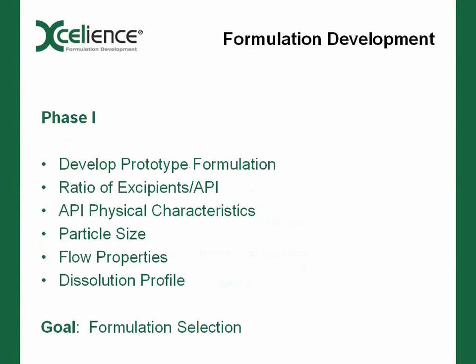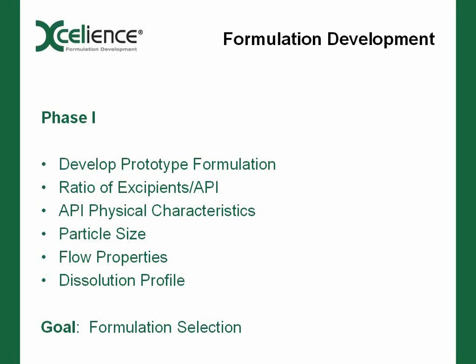So let's now just step through the different phases that we go through. And what do we want to learn at each of these phases? When we're in phase 1 and we're doing a simple phase 1 study, we want to make sure that we're developing a prototype formulation. We want to start to lock in on the ratio of excipients and API and finalize that this is the group of excipients that we want.